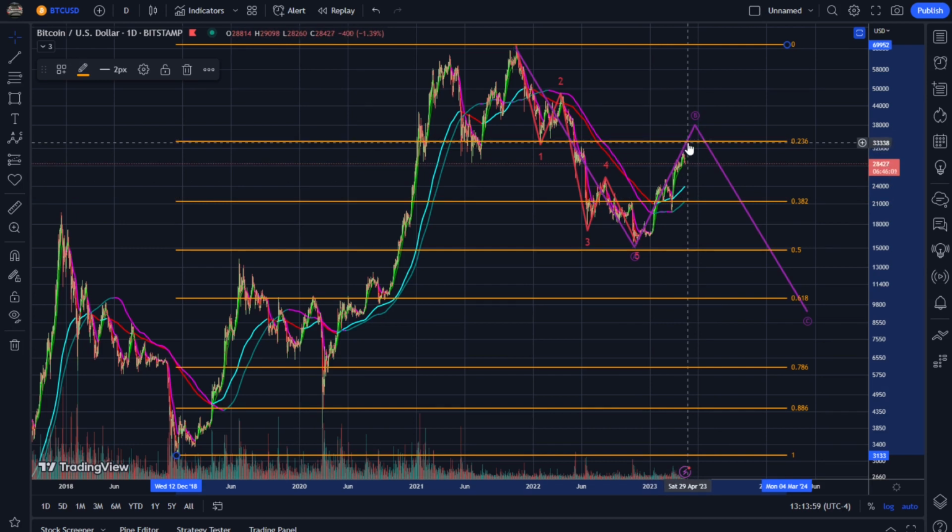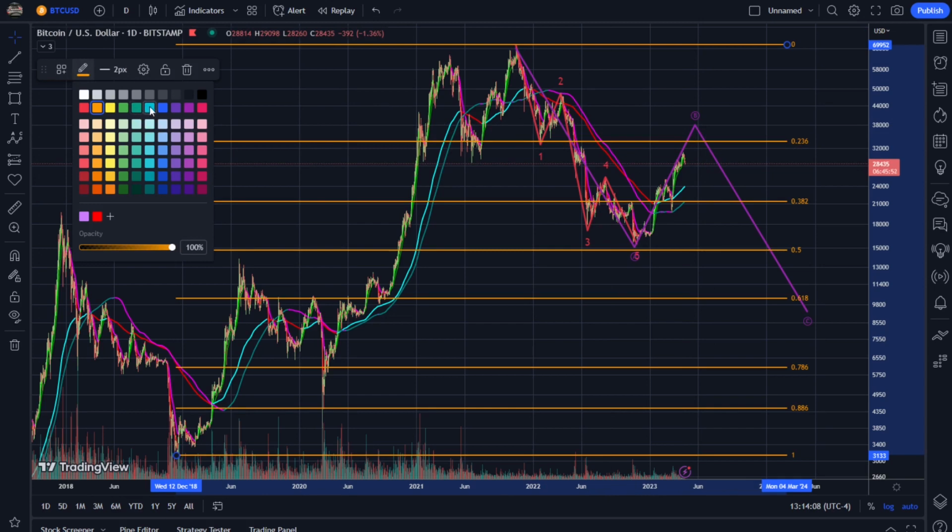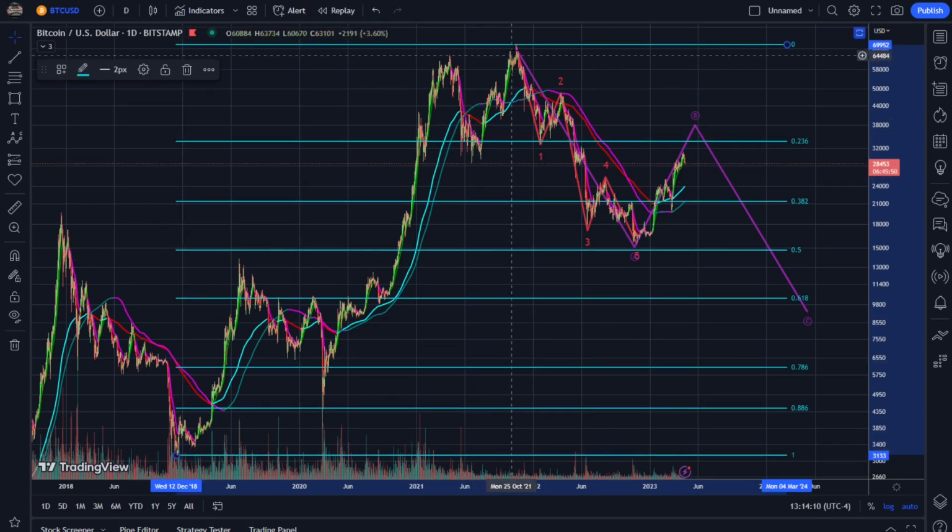So somewhere around that 33,300, and we'll call it 33, so roughly around the area we're at right now. Maybe we go slightly higher from there. So that one we're going to put in blue because that is our macro low to our all-time high.